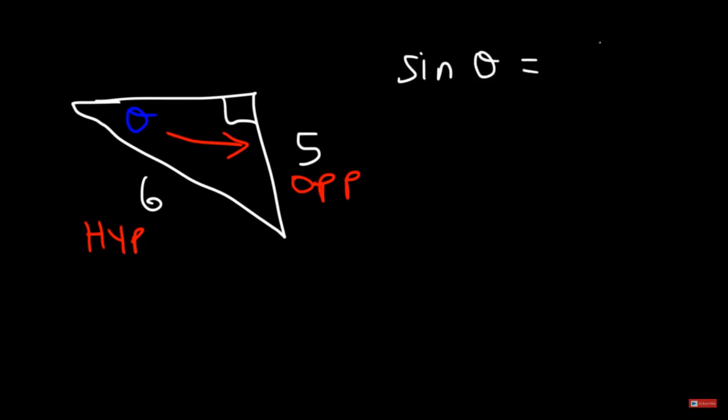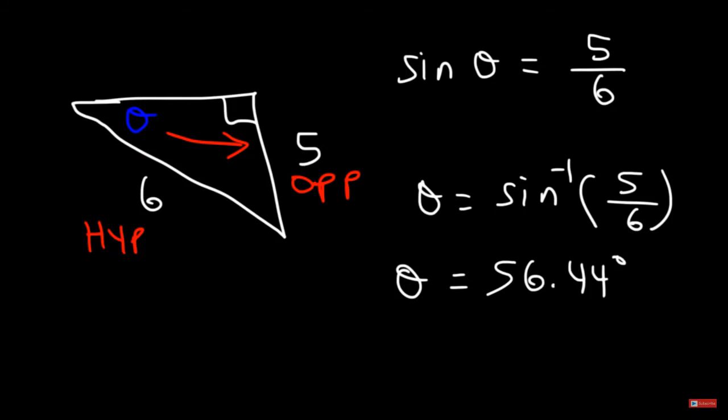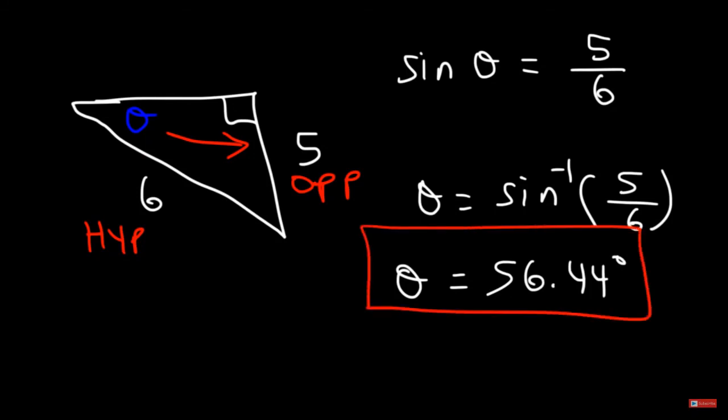So here's another one for you. Let's say this is 5 and this is 6. Go ahead and find the value of theta. So the hypotenuse is 6. Opposite to theta is 5. So we know sine is associated with opposite and hypotenuse. Sine theta is equal to the opposite side, which is 5, divided by the hypotenuse, which is 6. Therefore, theta is the arc sine or inverse sine of 5 over 6. And so the angle is going to be 56.44 degrees. And that's it. That's all you got to do to find the missing angle of a right triangle.